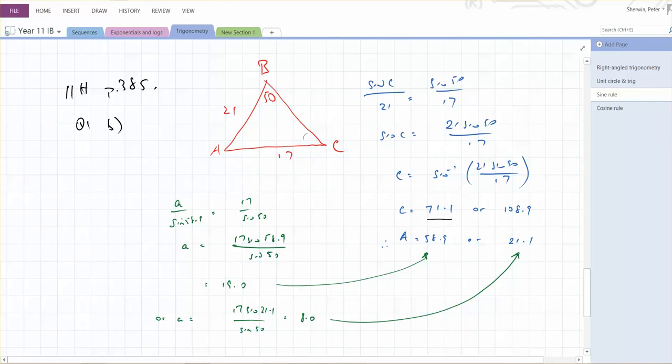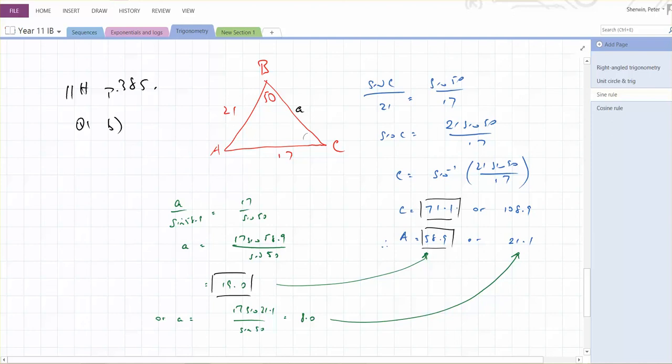It could be 71.1 degrees, and if it were, then we would find A to be 58.9 degrees just using the angle sum of a triangle. And if A were 58.9, we could find side A. Sorry, that wasn't very clear. We could find side A by taking A over sine 58.9 and making that equal to 17 over sine 50. So we get A is equal to 19. So the three results, assuming that C is an acute angle, are right there.